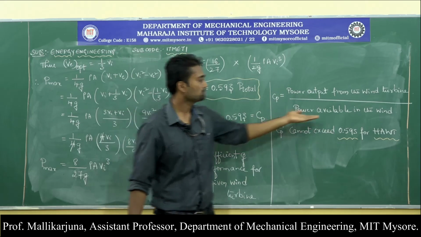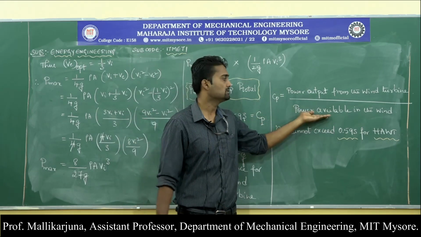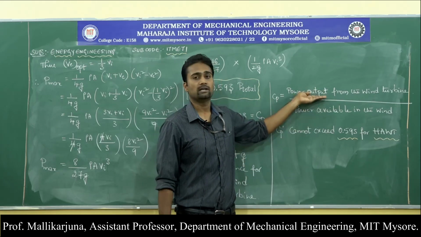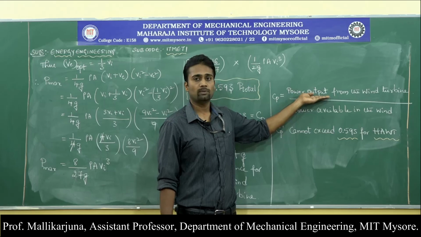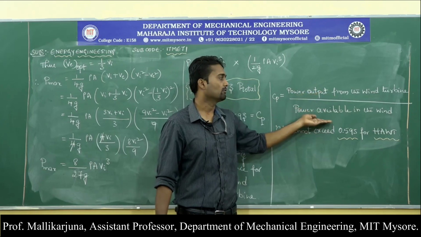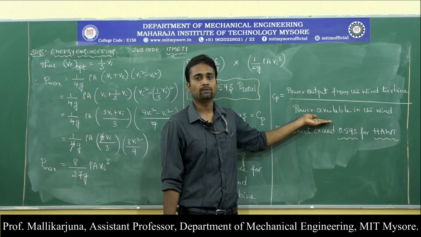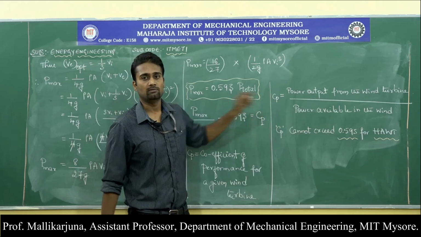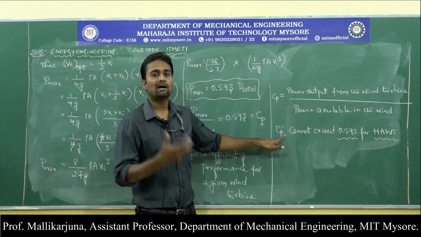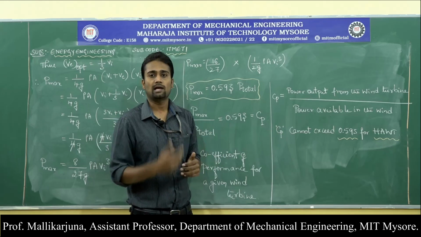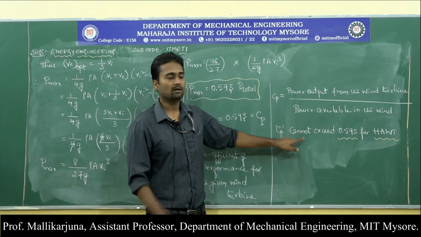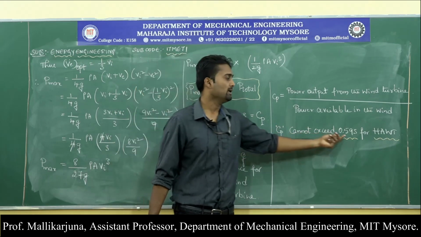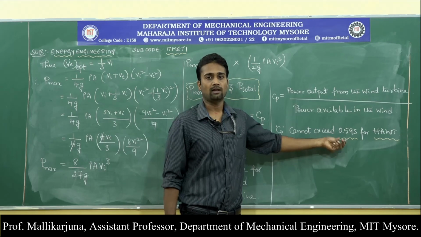It is very clear the denominator is always greater, because this is the actual power available in the wind. All the power cannot be extracted. That is what is there in the numerator: actual power output from the turbine, which is always less than the actual power available in the wind. So that is what is called the coefficient of performance for the given wind turbine. We have derived the equation by considering the horizontal axis wind turbine. So now it is very clear that for a horizontal axis wind turbine, Cp, the coefficient of performance, cannot exceed the value of 0.593.